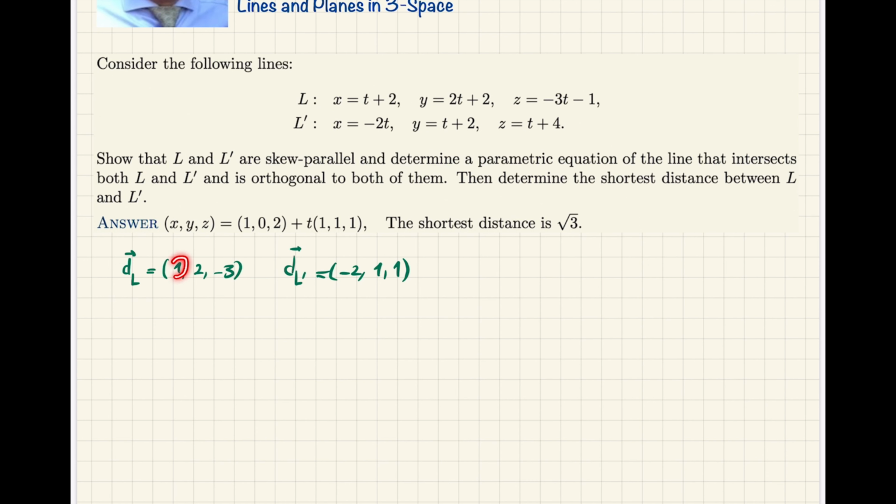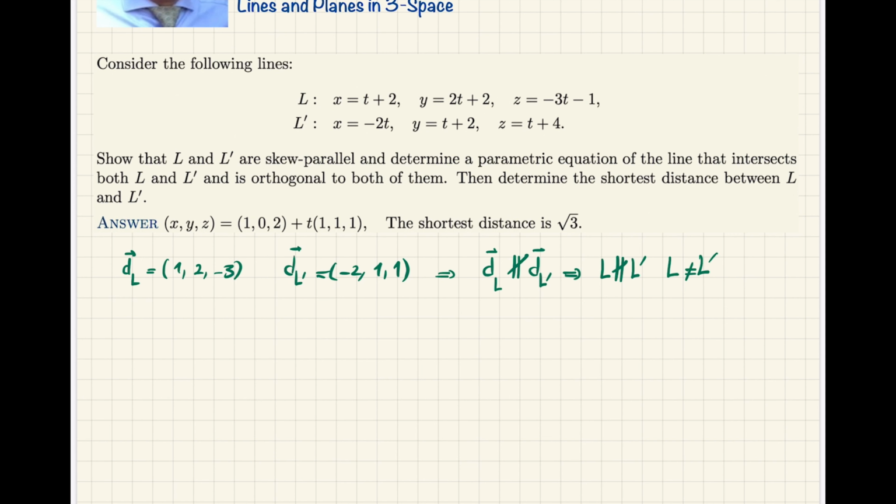If I want to make 1 equal to minus 2, I have to multiply this by minus 2, but then the problem is that this becomes minus 4, but this is 1. So these 2 vectors are not parallel because neither of them is a scalar multiple of the other one. Okay? So this immediately tells me that d of L is not parallel to d of L prime, and this means that L is not parallel to L prime and L is not equal to L prime.